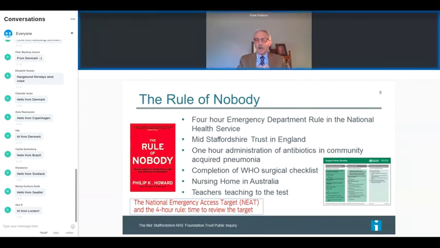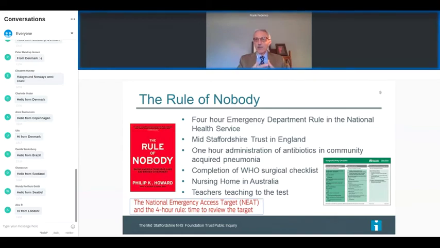The fallout, or the things that could go wrong, are highlighted in this book, The Rule of Nobody. If we think of the 4-hour emergency department rule in the National Health Service when it was first implemented, all very well intentioned, but what happened? There was gaming of the system in order to meet the 4-hour rule. The Mid Staffs inquiry offers another opportunity for us to look at how they use their mortality data.